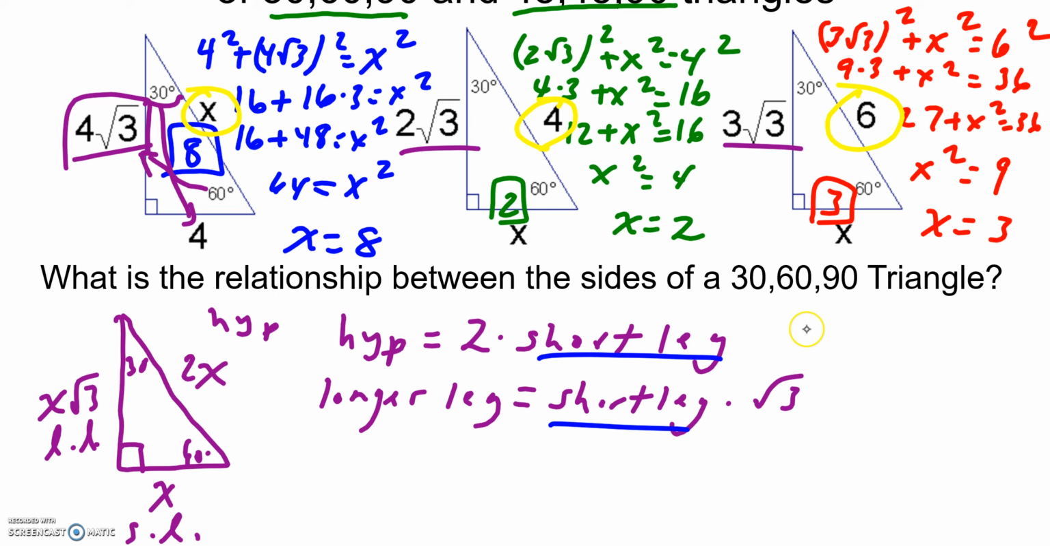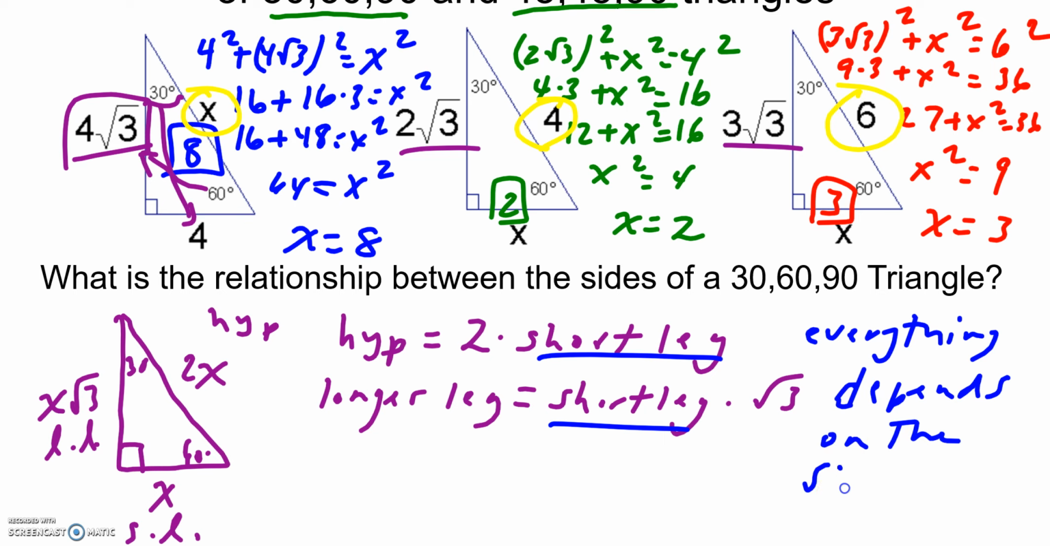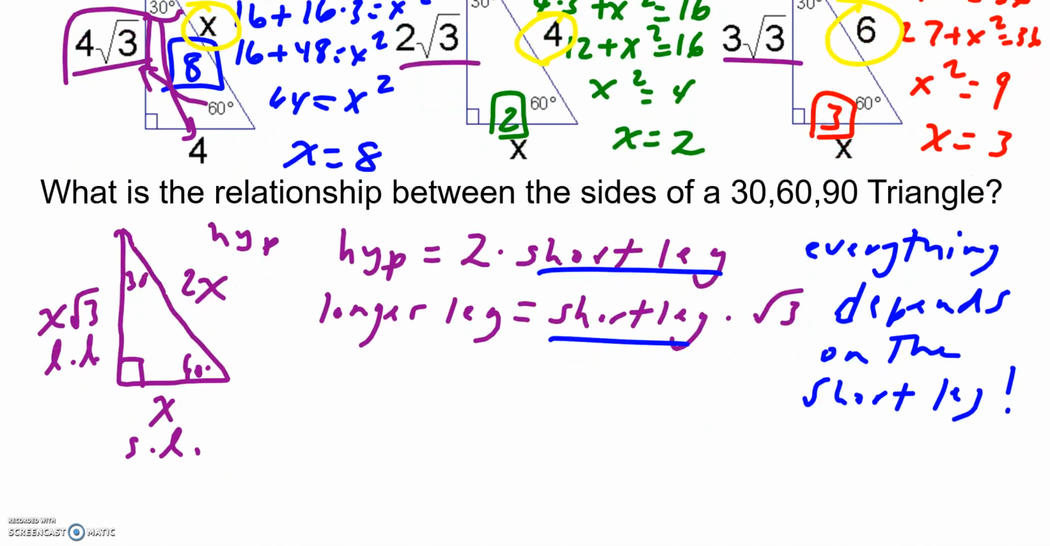So notice in both circumstances that everything depends on the short leg. So I'm going to write a little note. Everything depends on the short leg. So if I have a 30-60-90 triangle, if I know what my short leg is, I can find the hypotenuse and the longer leg very quickly.